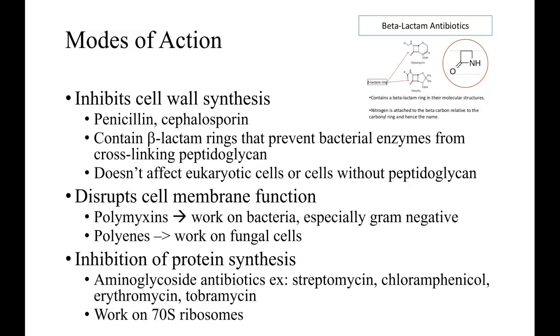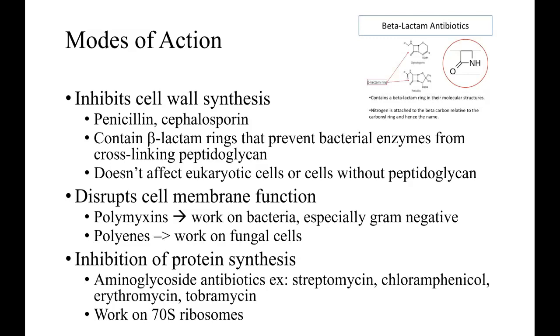Some antibiotics will interfere with cell membrane function. So the polymyxins will work on bacteria, especially gram-negative bacteria. If you remember gram-negative bacteria, they have that peptidoglycan sandwich where they have the inner membrane, a thin layer of peptidoglycan, and then the outer membrane. So they will actually work on that membrane. There are some that will actually work on fungal cells that won't affect our cells because those fungal cells are going to have some things that are different than our eukaryotic cells.